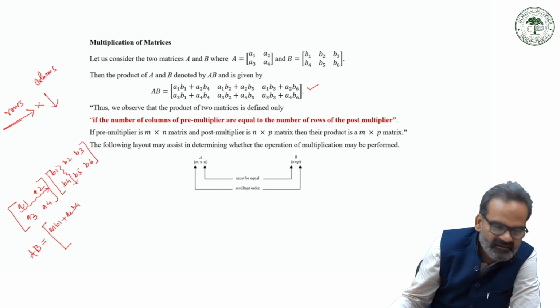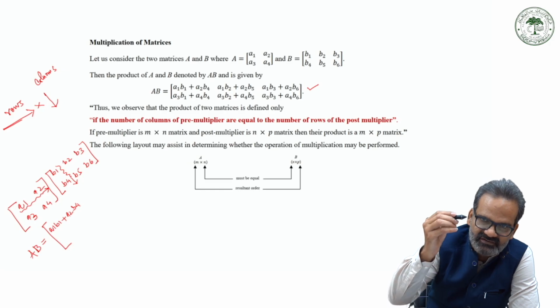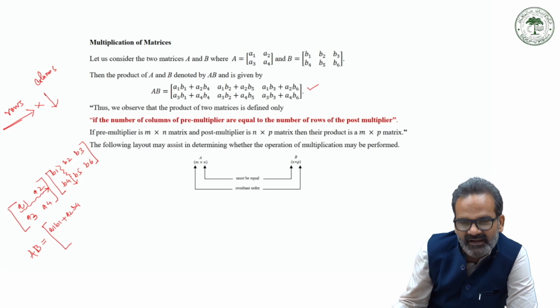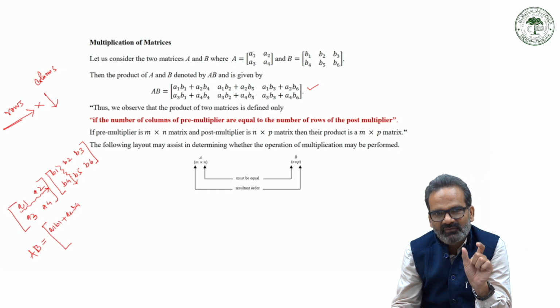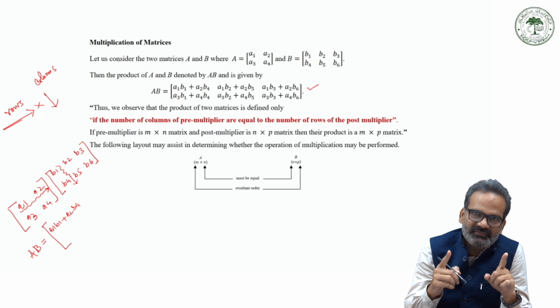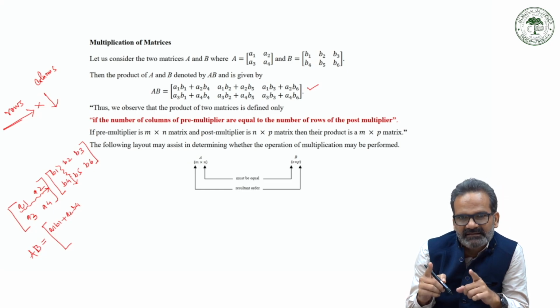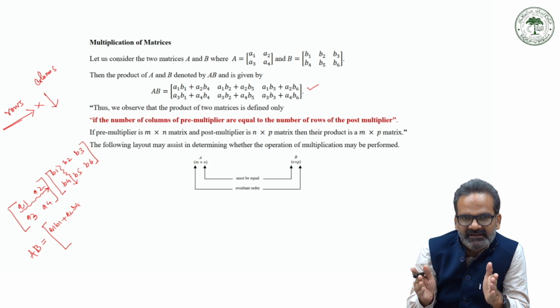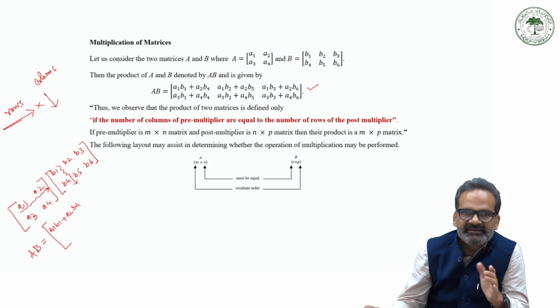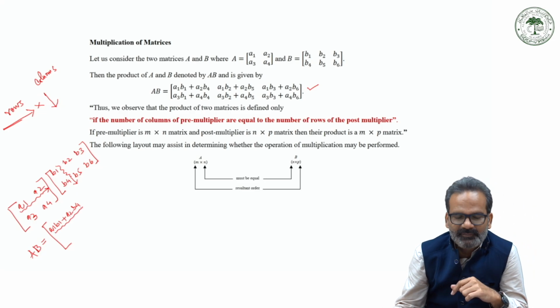This is the product of the first row of the first matrix with the first column of the second matrix, and this product will give you the first element of the product AB. Clear? First row of the first matrix is multiplied with the first column of the second matrix. The resultant will give you the first element of the product AB. So this is the first element of the product AB.